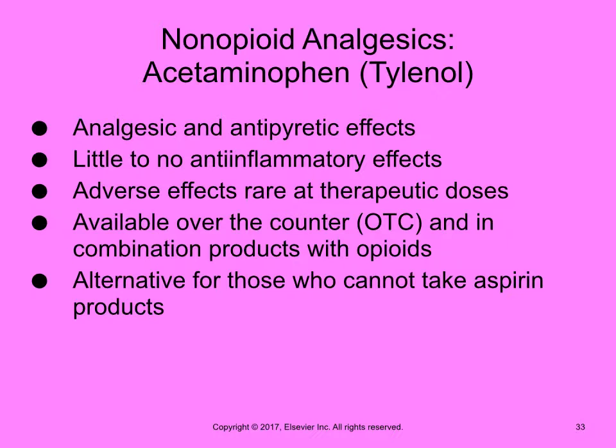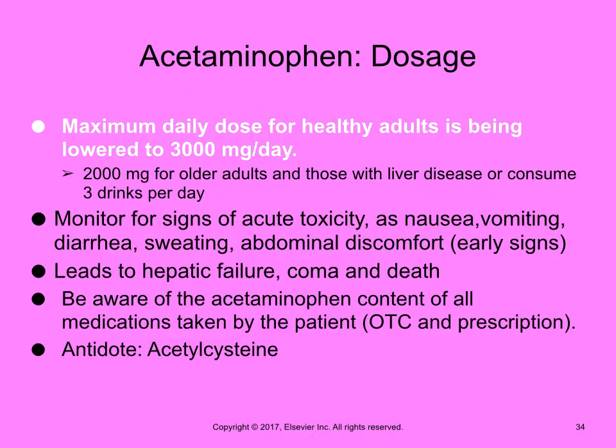And it's an alternative for people who can't take aspirin. The way it acts is it slows the production of prostaglandins in the central nervous system, but it doesn't have any anti-inflammatory effects like the aspirin. So like you said, the dose is 4,000 milligrams per day, the limit. A person who is undernourished should have 3,000 a day. And a lot more of the books are saying that we should lower it to 3,000 milligrams a day and 2,000 for older adults and those with liver disease.